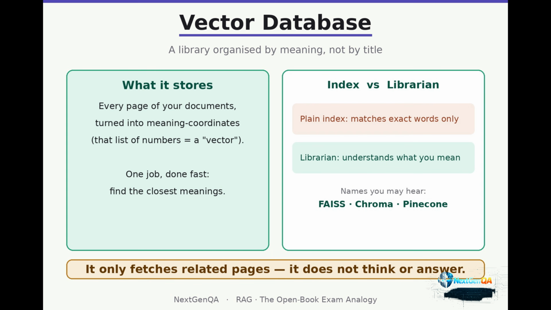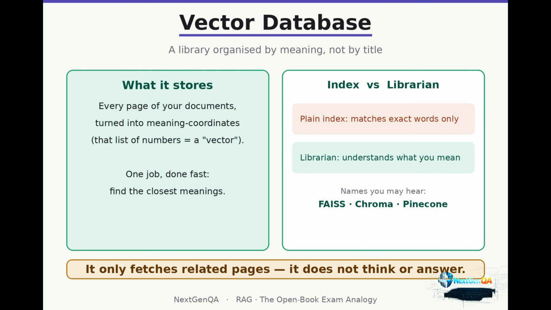Vector database. So now we have turned every paragraph of our textbook into meaning coordinates. Where do we keep all of them? In a vector database. A vector is just the technical word for that list of meaning numbers we created. So a vector database is simply a special storage system that holds all these meaning coordinates and is extremely good at one job: finding the closest ones fast.